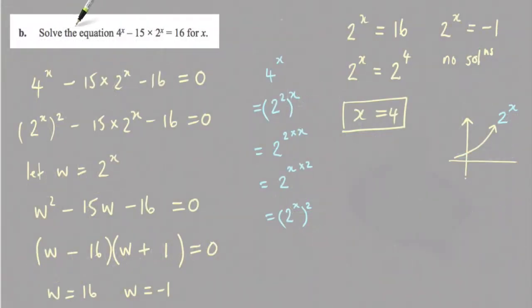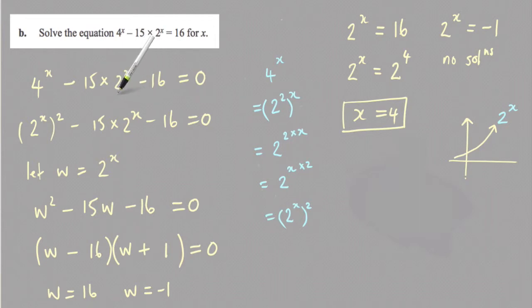Part B, solve the equation 4 to the x minus 15 times 2 to the x equals 16 for x. So in other words, what does x equal that will make this equation true? And the first step I've done is to put the 16 on the same side, so minus 16. And then the key with this kind of question is this bit here.